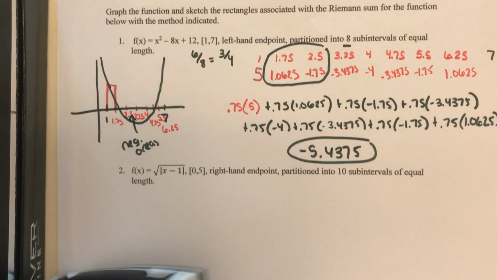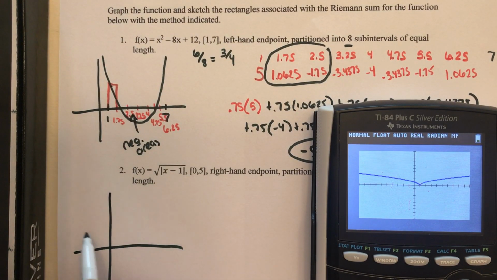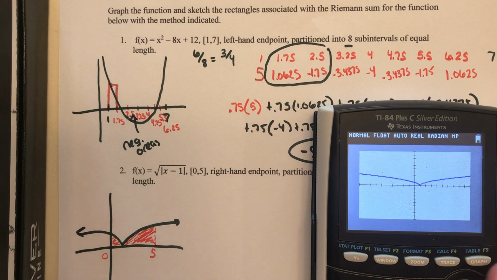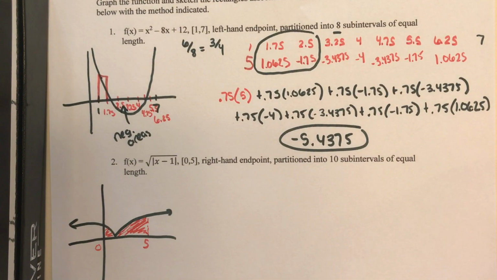So I'm going to sketch a graph here. Looks like this. And we want 0 to 5, so we want this region right in here. So we're going from 0 to 5. This time we're going to use a right-hand endpoint. So we're just going to set this up. We're not going to actually solve it through.